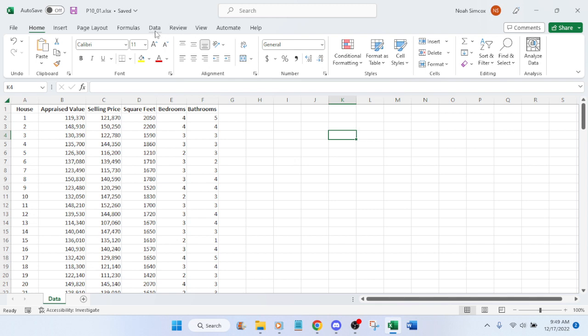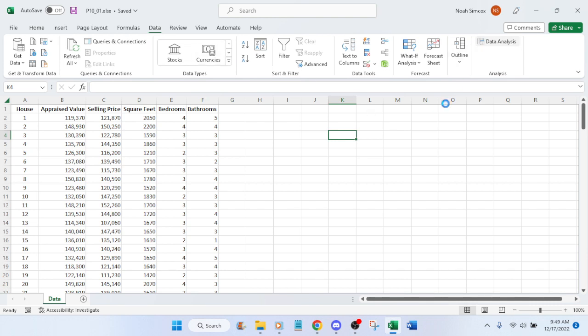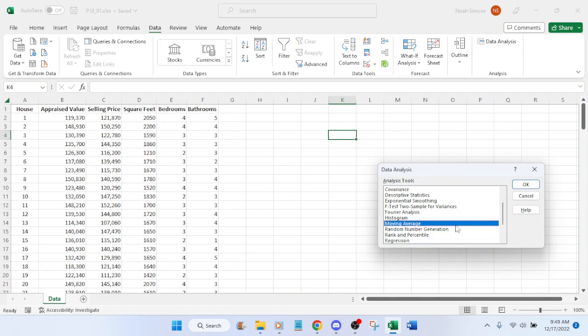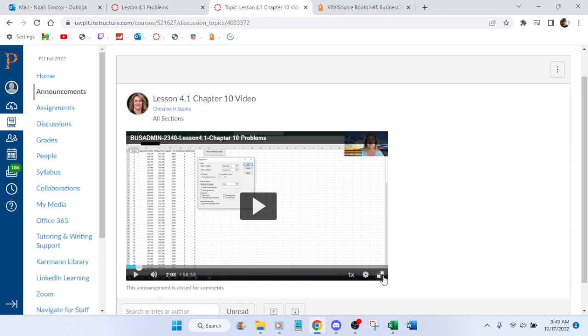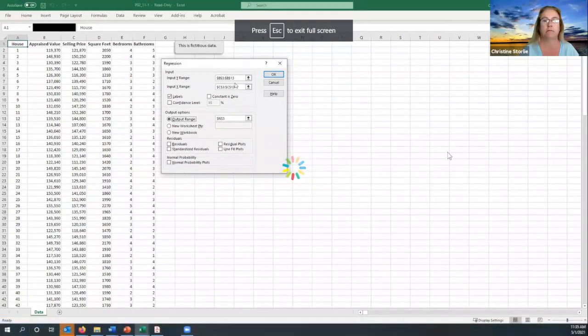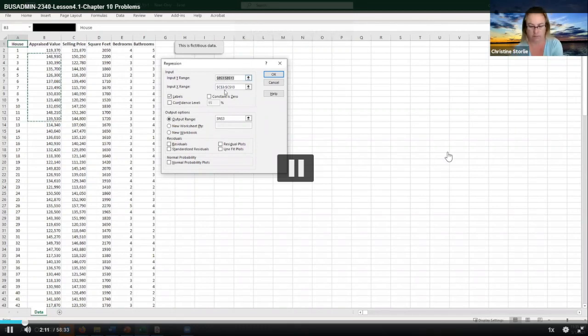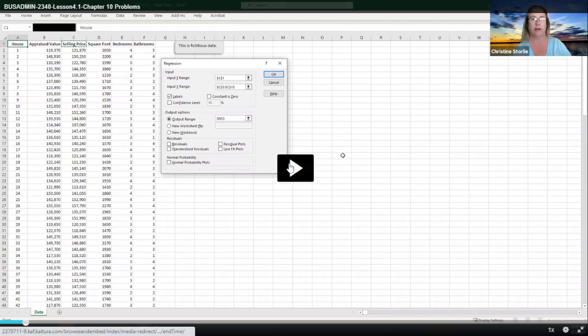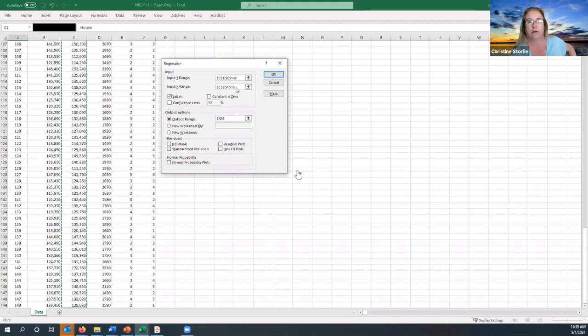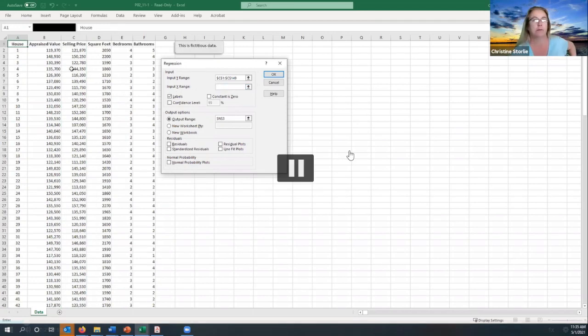Data, data analysis, regression. Input range. And the home selling price Y and X. Selling price. According to the problem, X was supposed to be the appraised value.